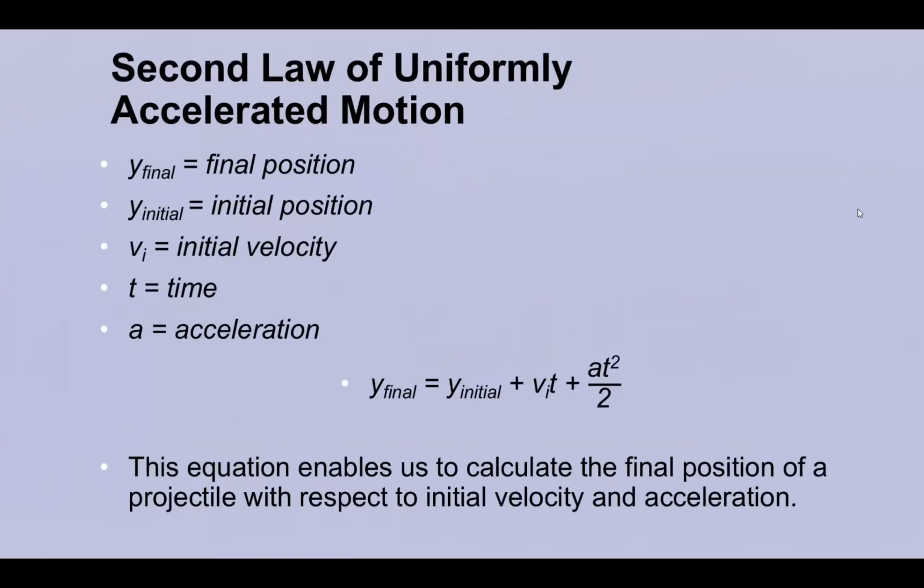The second law gives us an equation to calculate the final vertical position of a projectile if we know the initial velocity as well as flight time. If you see this right here, this is the final vertical position equals the initial vertical position plus initial velocity and time plus the acceleration of gravity times t squared over 2. This actually simplifies to delta y, which is the vertical displacement, equals the initial velocity and time plus 1/2 acceleration of gravity t squared.